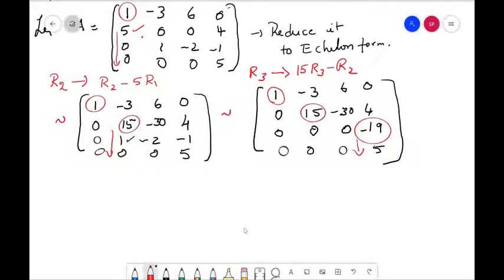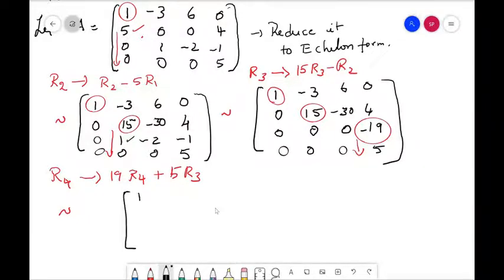So what do I do for that is, for R4, multiply this with 19 times R4, and then plus 5 times R3. So 19 into 5, and then plus minus 19 into 5, which will be 0. So this will be reduced to the matrix.